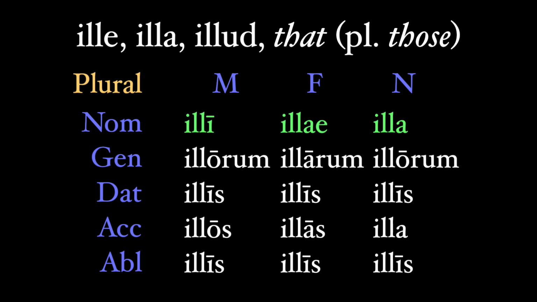The plural forms are illi, illae, illa for the nominative, because remember that neuter nominative plural is the same as the feminine nominative singular. Illorum, illarum, illorum for the genitive. Illis for all 3 genders in the dative. The accusative is illos, illas, illa, because remember that the nominative and accusative are identical for neuters. And the ablative plural is the same as the dative plural, illis, illis, illis.